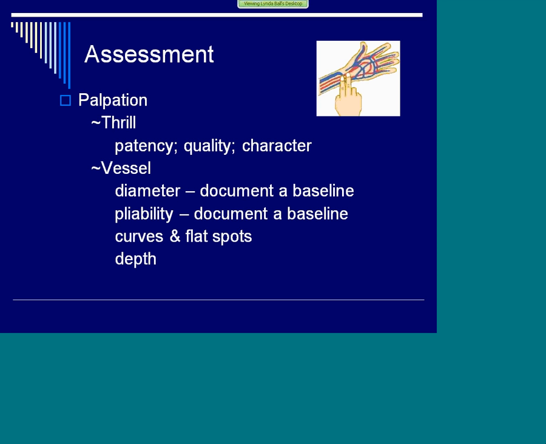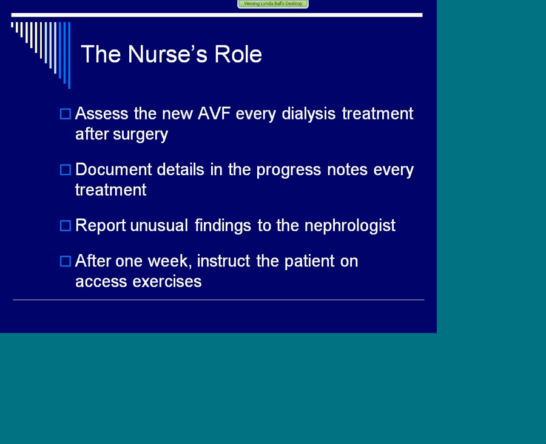So we want to document the diameter at baseline. We want to document that pliability. And what I mean by pliability is, when I touch it, is it mushy, like my veins are now if I were to touch my veins? Or can I feel it? Can I outline where that fistula is with my fingertips and feel that because the wall is starting to thicken? You also need to assess for the curves and to make sure there aren't any flat spots, especially around the juxta-anastomotic area there. And then, of course, the depth. So those are all the things that we want to be feeling for.